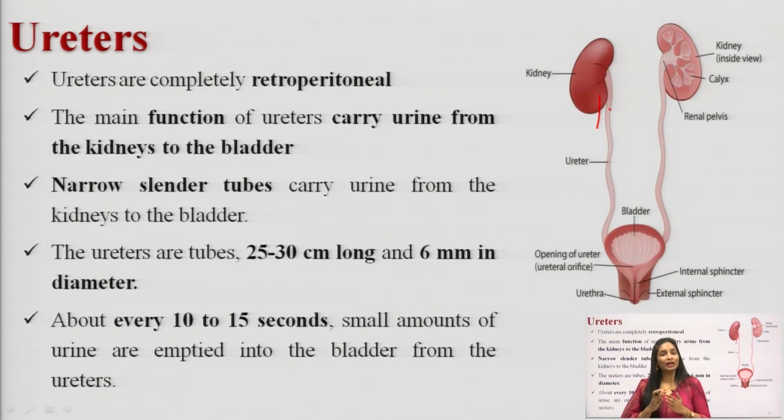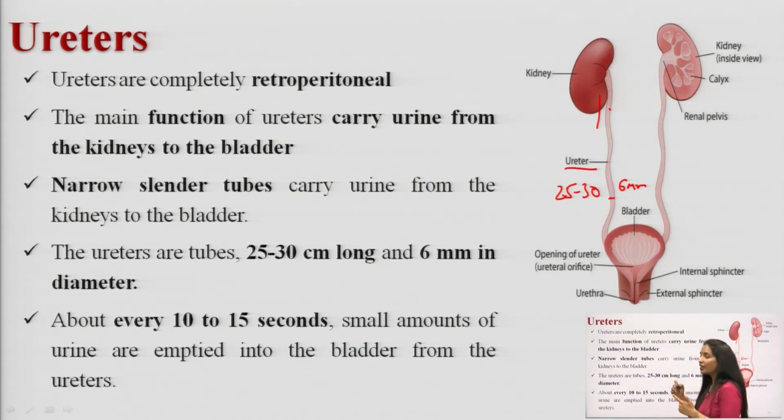If I am talking about the length, how many centimeters is this long tube? It is about 25 to 30 centimeters, and the diameter is about 6 mm. About every 10 to 15 seconds, a small amount of urine will be emptied into the bladder from the ureters. So every 10 to 15 seconds, the ureter will empty the urine into the bladder.